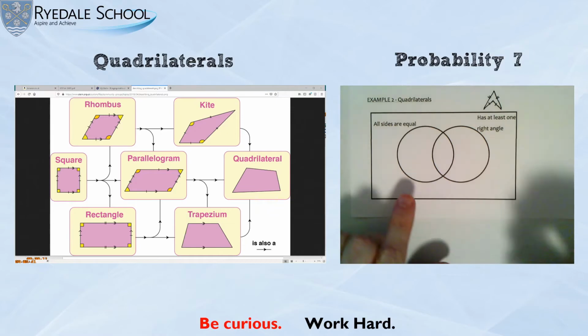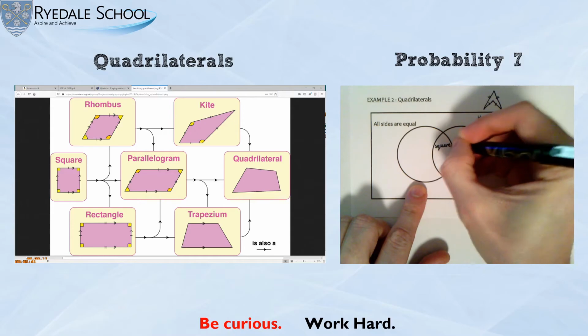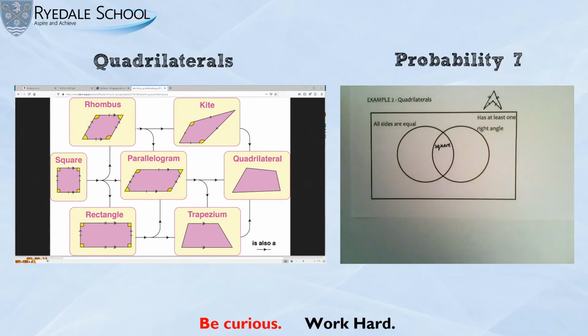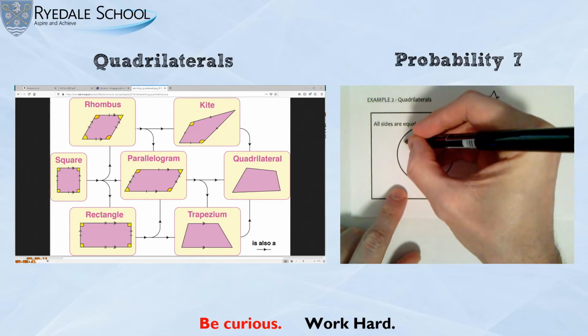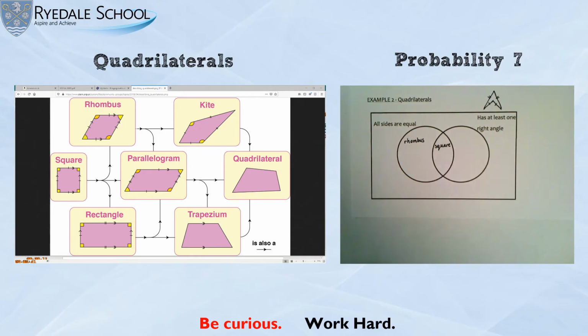Well, I can only see one that satisfies that, and it is the square. So I'm going to pop square in the intersection. Are there any other shapes where all the sides are equal? So have a quick look. It is the rhombus. I often describe a rhombus as like a wonky square. Okay, a rhombus is the posh name for a diamond, but please avoid ever using the word diamond in maths. We call it a rhombus.